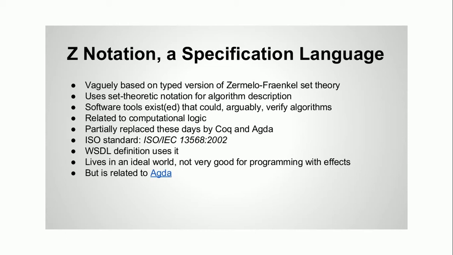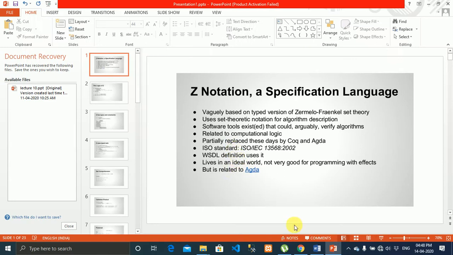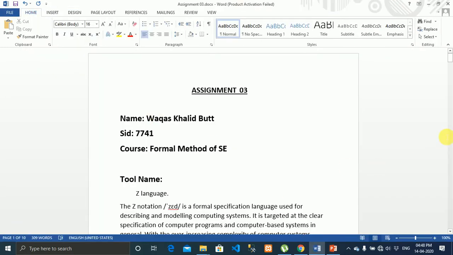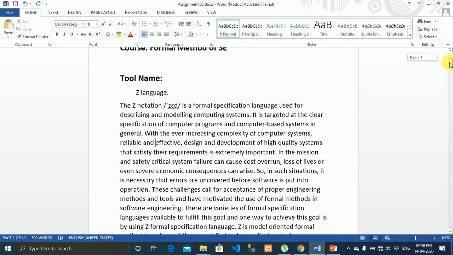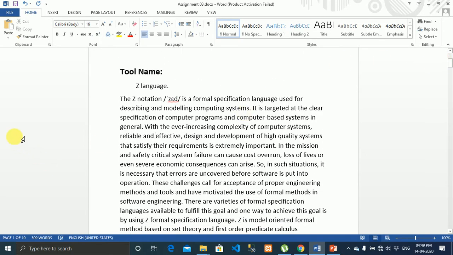WSDL definition uses it. It is an ISO standard, ISO/IEC 13568, 2002. So the tool name is the Z language.